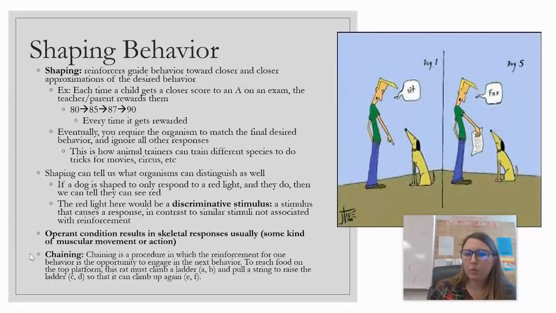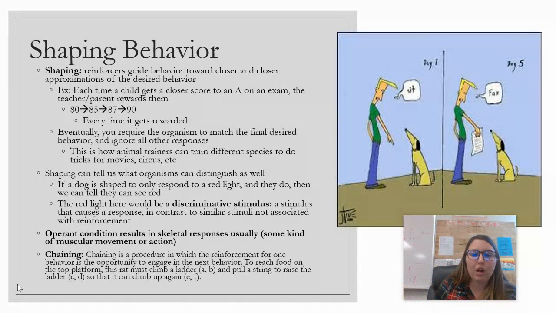Now, finally, we won't talk a ton about this, but chaining is a very similar procedure to shaping. Chaining is a procedure in which, when you're reinforcing one behavior, it's allowing for the opportunity to engage in the next behavior. So in this example, this rat is trying to get to the top of this series of little puzzle things, and they have to climb up the ladder.